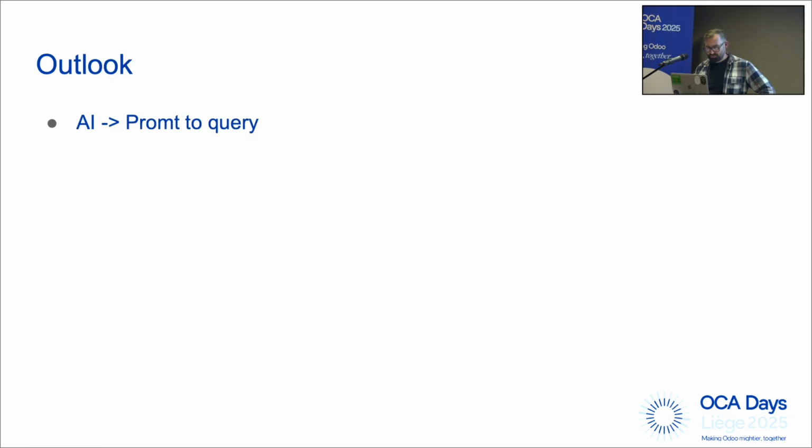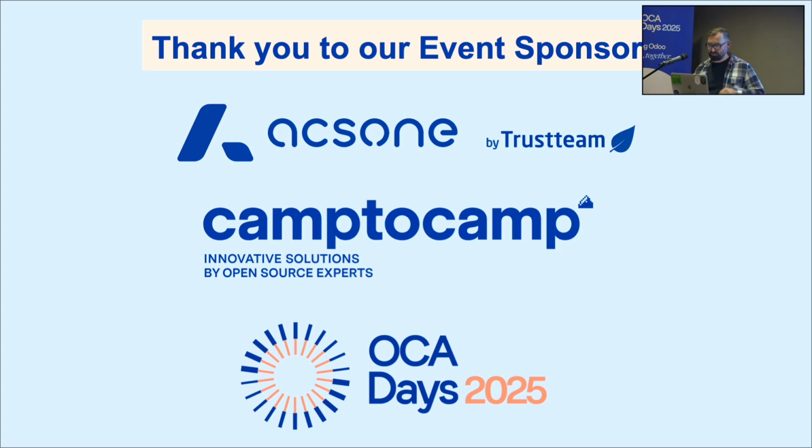So the outlook. We are very happy now with the querying, because everything is one Odoo domain filter, and everything works like a charm. And now the interesting part is to use AI to create the domain filters. So if anybody has ever tried that before, it would be really nice to talk to you. And that was more or less my talk.